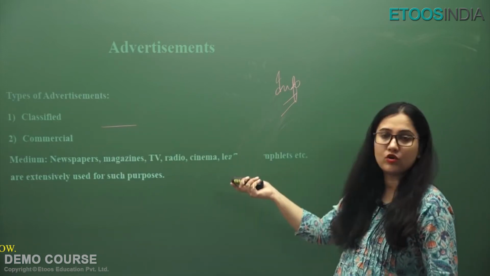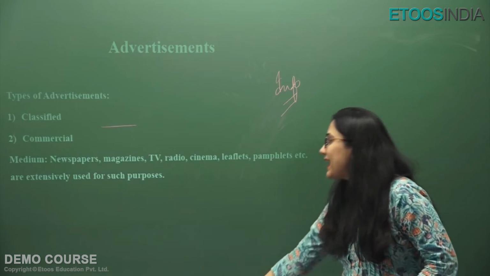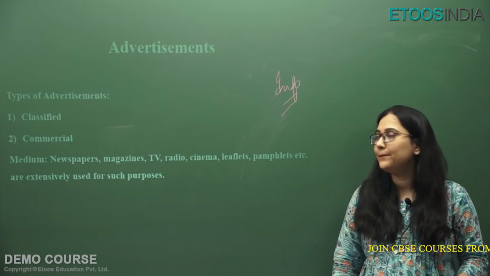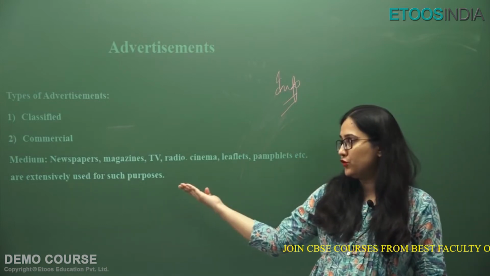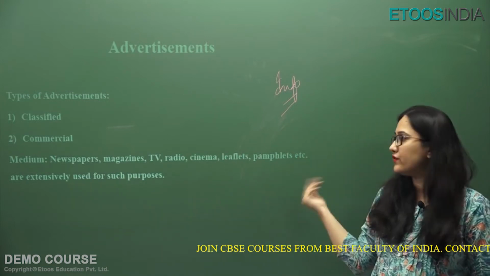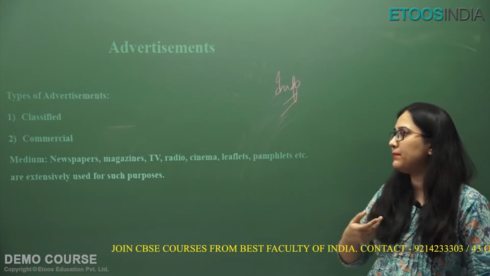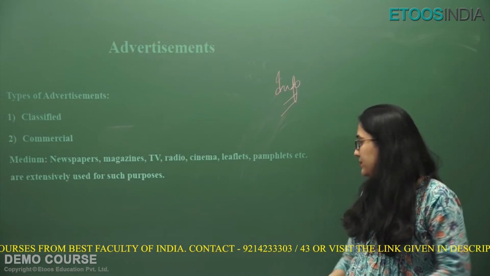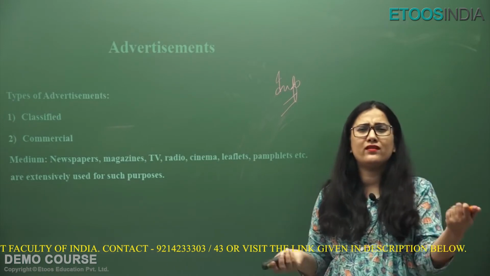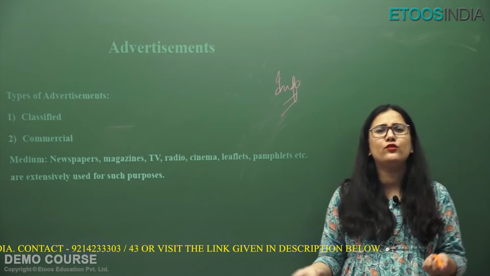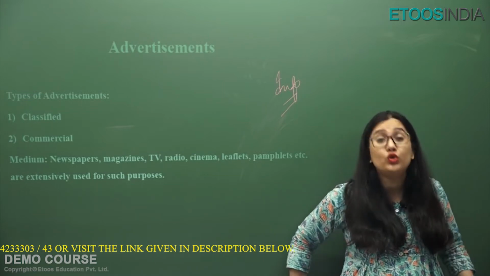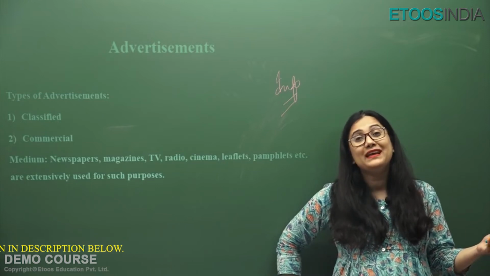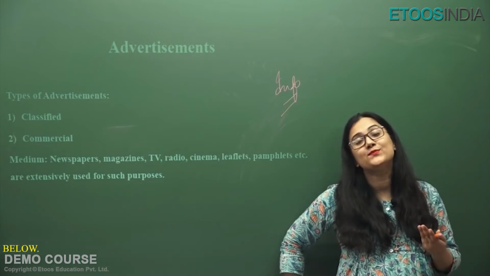So classified and commercial, I have already told you, these are the two types of advertisements, and the medium for them could be newspapers, magazines, television, radio, cinema, leaflets, pamphlets. They are all extensively used for such purposes. Even when you are listening to FM radio, you have so many advertisements in between. YouTube, for instance. Do you look at YouTube very often? They have just too many advertisements.